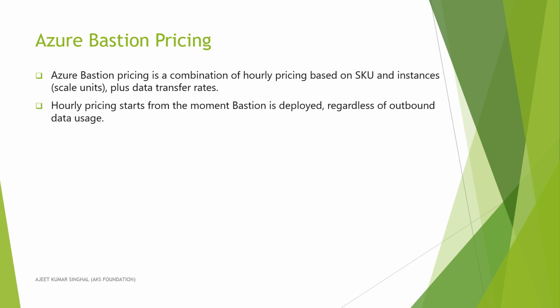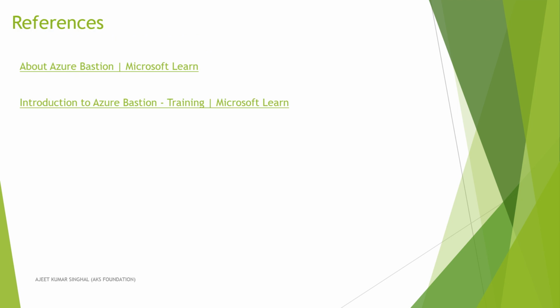If you would like to see the pricing, you should go to the Azure pricing calculator. But as keywords, Azure Bastion pricing is a combination of hourly pricing based on SKU and instances plus data transfer rate. Hourly pricing starts from the moment Bastion is deployed, regardless of outbound data usage. These are the references I will mention in the description as well.